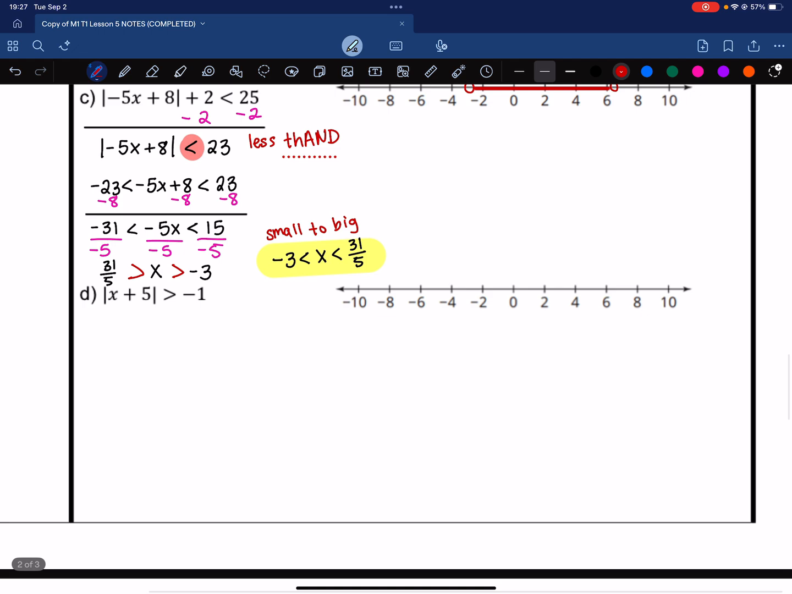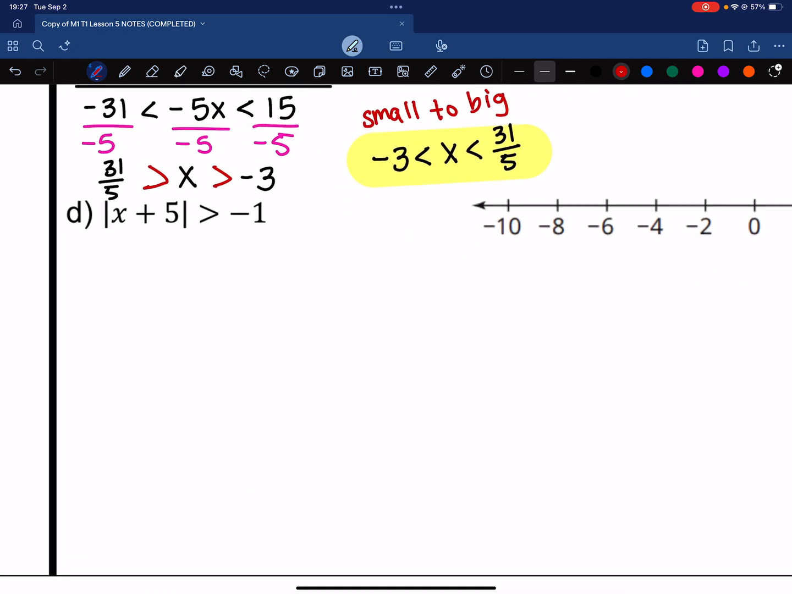Okay? Now, looking at the next one. We have the absolute value of x plus 5 is greater than negative 1. So, what I need you to know is that the absolute value, the outcome will always be positive. So what this is saying is that this is greater than negative 1. What x values is that true for? It doesn't matter what we plug in here. The number will always be greater than negative 1. So our solution for this one is all real numbers.